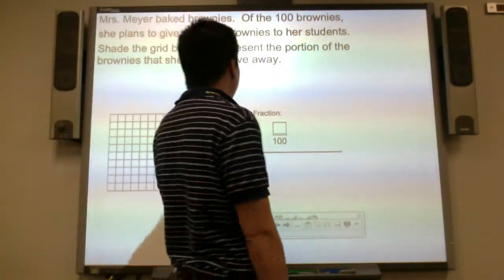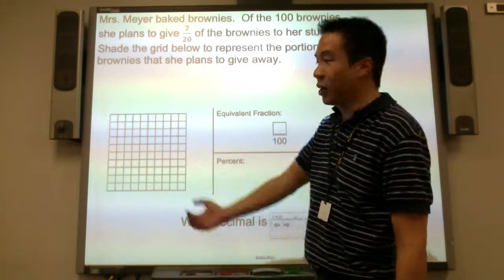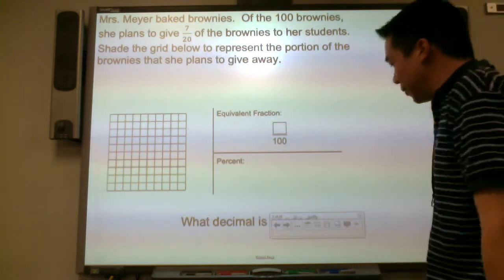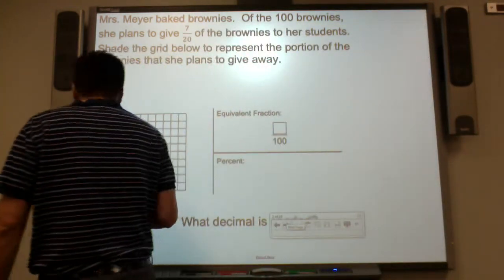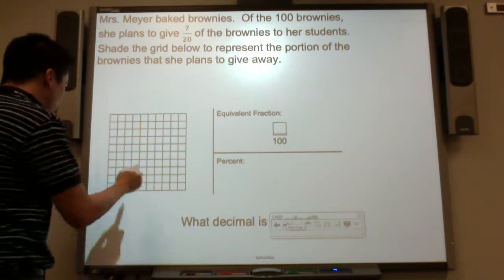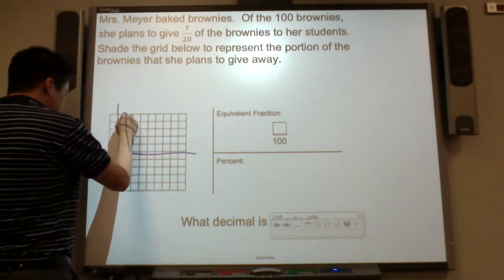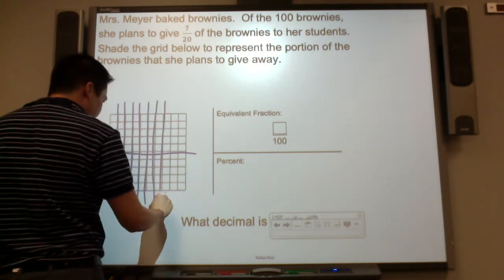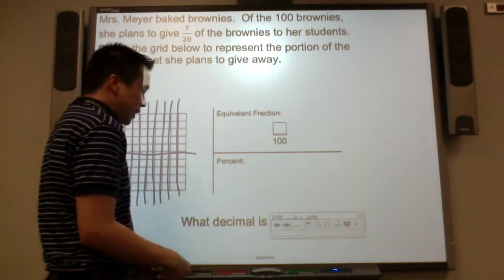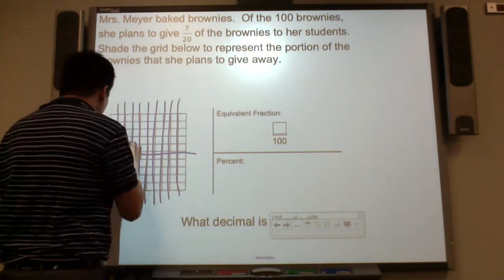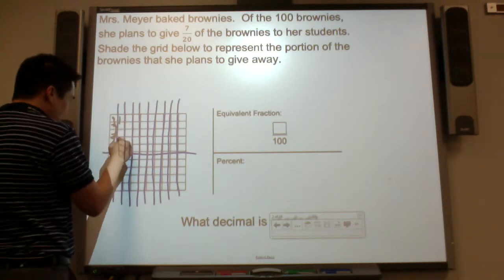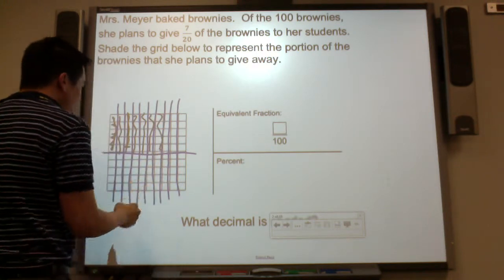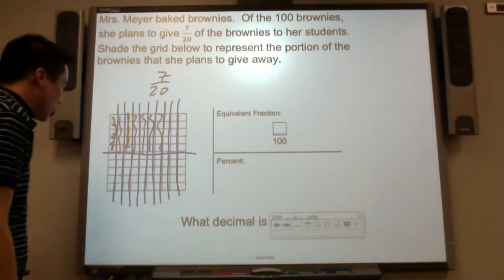So, Miss Meyer baked brownies. Of the 100 brownies, there's 100 brownies right here, or you could draw and cut out. She plans to give 7/20 to her students. Isn't she nice? Let's shade it in. So we know there are 100 brownies here. She's going to divide it into how many sections? 20 sections. So let's divide this into 20 sections. And she's going to give 7 of the 20 sections away. That's 1 section, 2, 3, 4, 5, 6, 7 sections. So she's going to give 7 of the 20 sections.